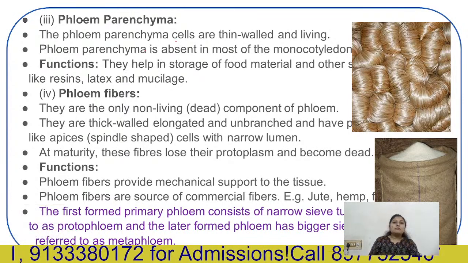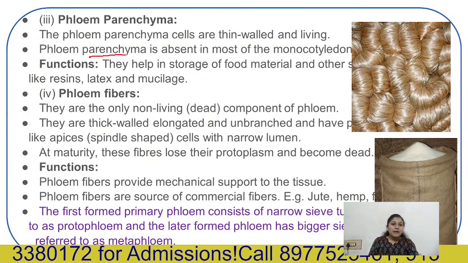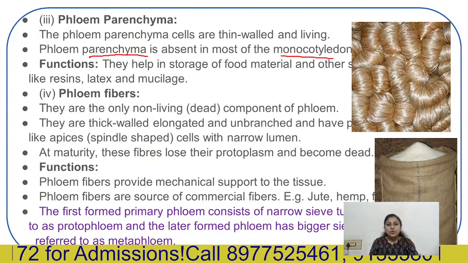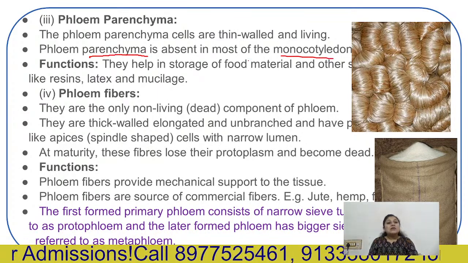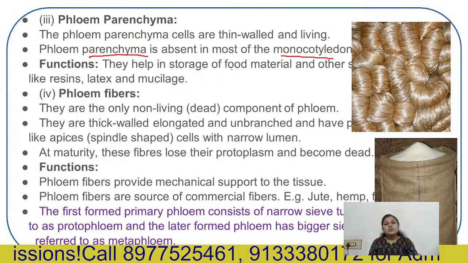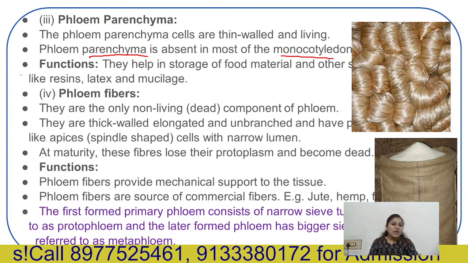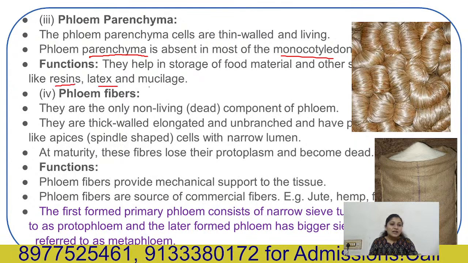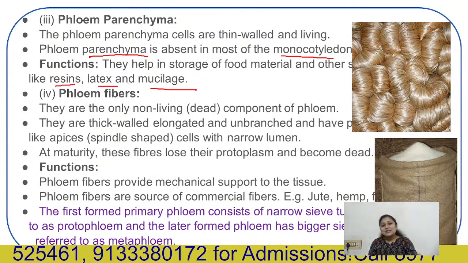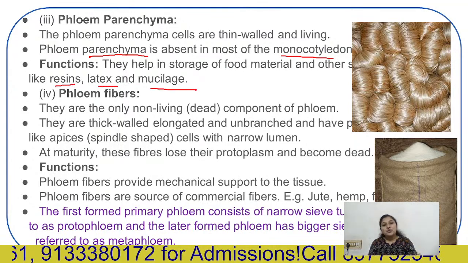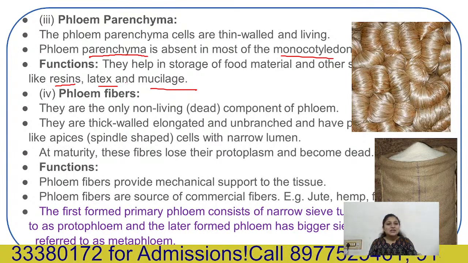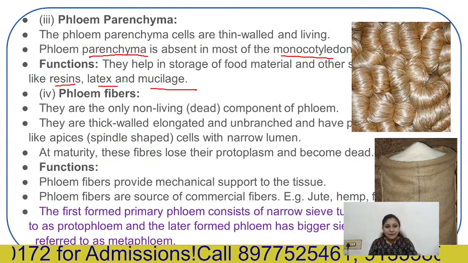So that is parenchyma. Phloem parenchyma is absent in monocotyledon plants. Function: they help in the storage of food materials and other substances like resin, latex, and mucilage. All these types of secretions, or you can say the storage material, are stored in phloem parenchyma.